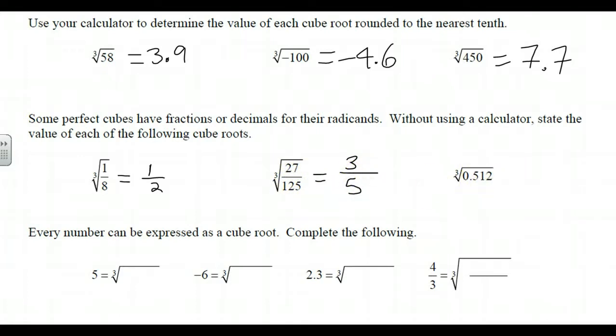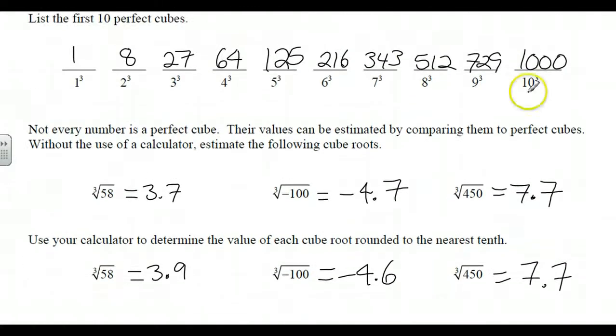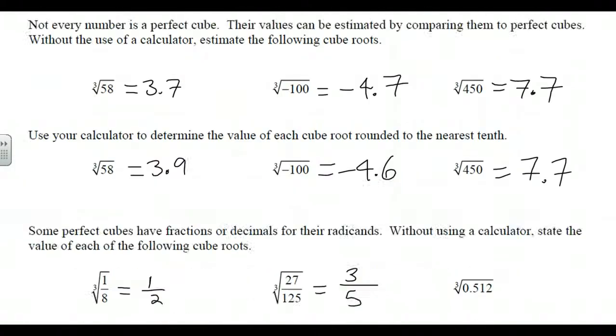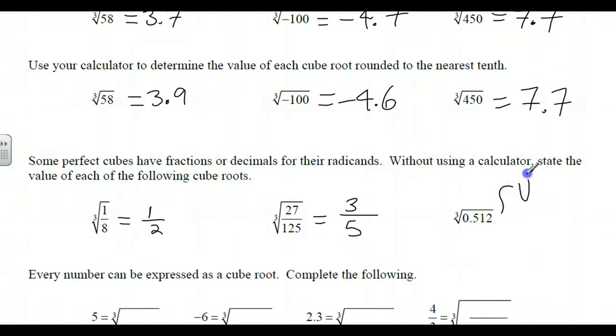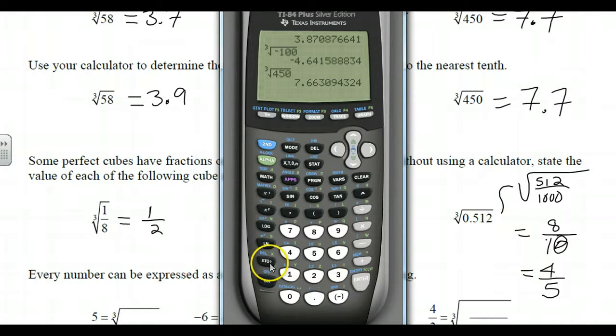This is 5. 0.512. Okay, let's do that. It's like this, right? So it's the cube root of 512 over 1,000. This has a cube root, right? And the cube root of 512 is 8, and the cube root of 1,000 is 10. So it's 8 over 10, which reduces to 4 over 5. Okay, so the cube root of 0.512, let's give that a try.